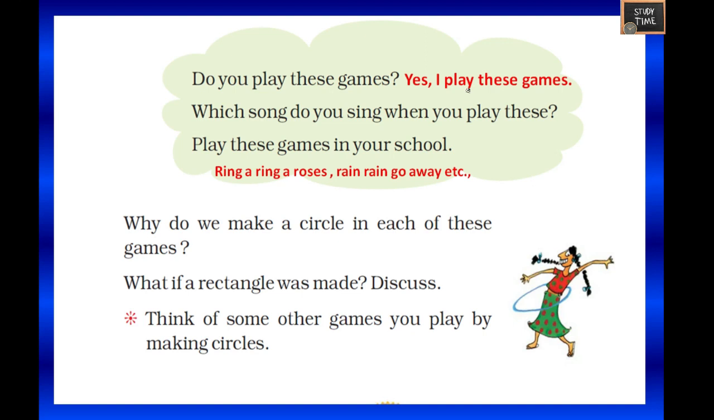Why do we make a circle in each of these games? What if a rectangle was made? Discuss. Because a circle gives the correct form. If it is a rectangle, you cannot measure it from the center. So if it is a circle, the distance between the center point and around the circumference will be the same. So that's why we make a circle for these games.